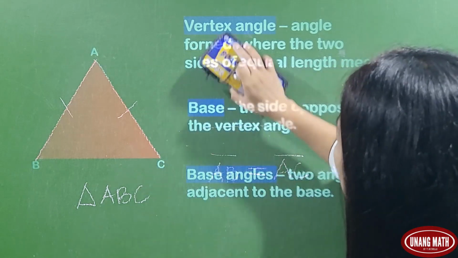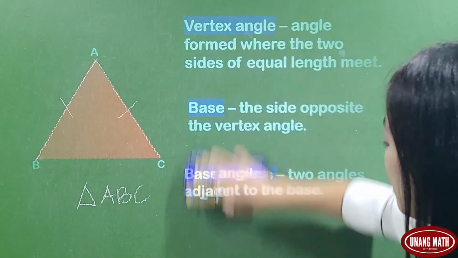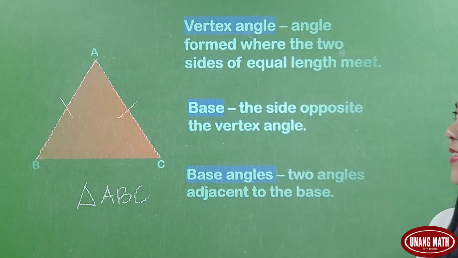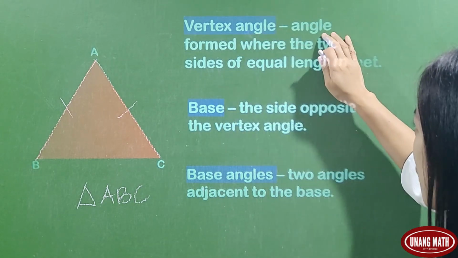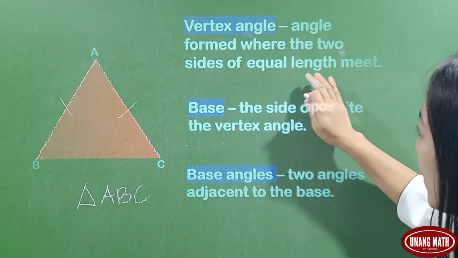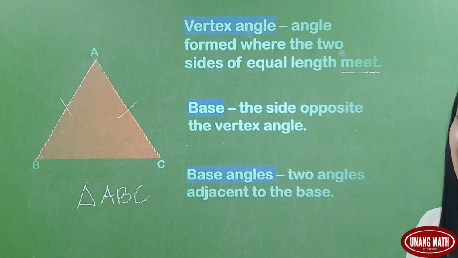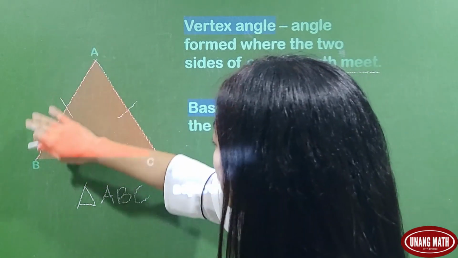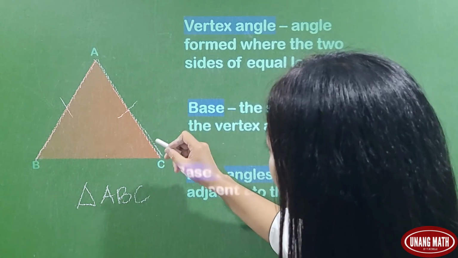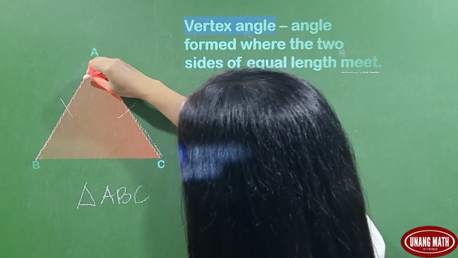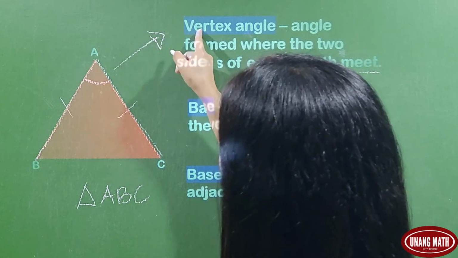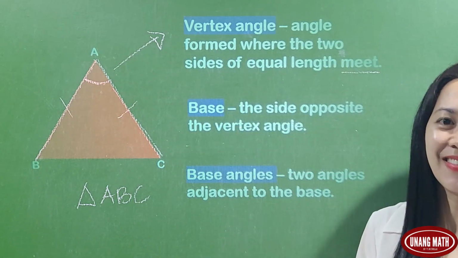Isosceles triangle has what we call vertex angle, base, and base angles. Vertex angle refers to the angle formed where the two sides of equal length meet. In this isosceles triangle, these are the two sides that are equal in length. They meet at this point, so there is an angle formed here. So this is the vertex angle.